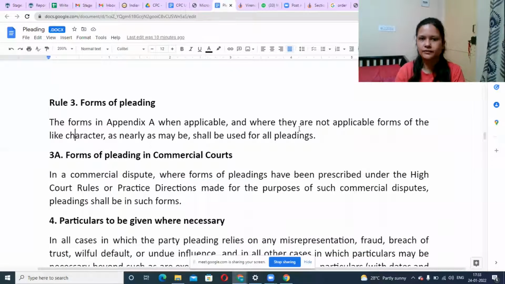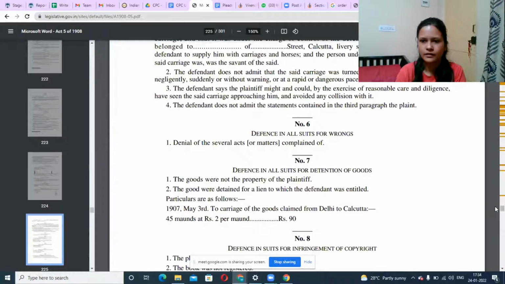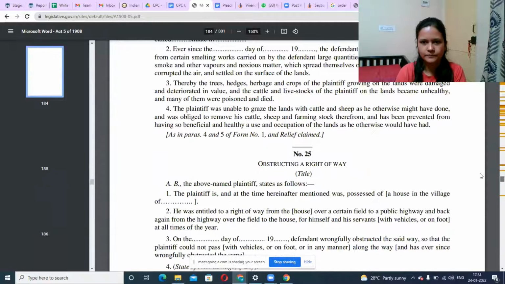Okay, so any one example, ma'am, can be considered for the format. Yeah, for the format, okay.